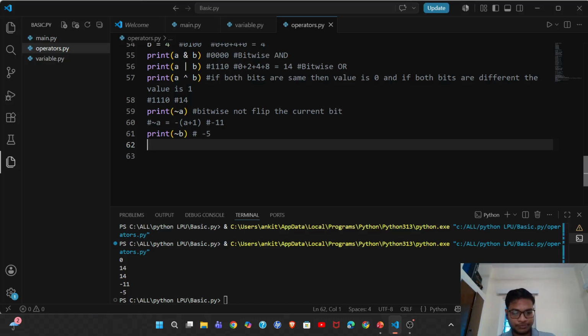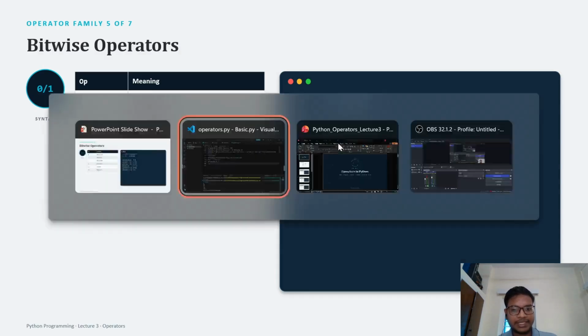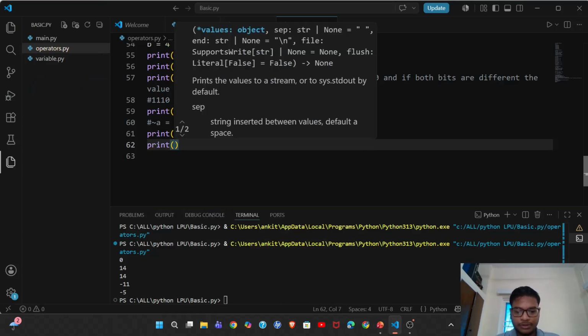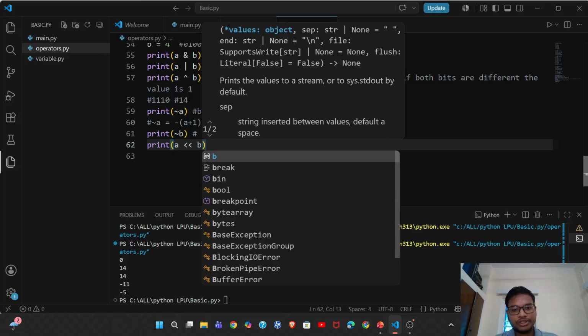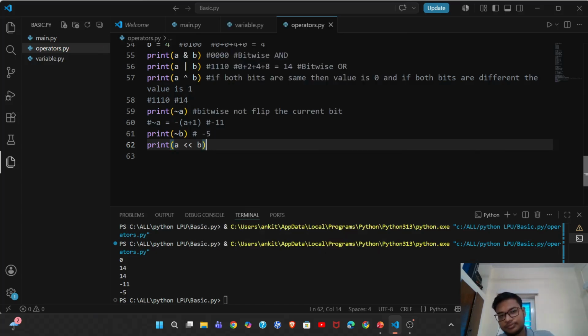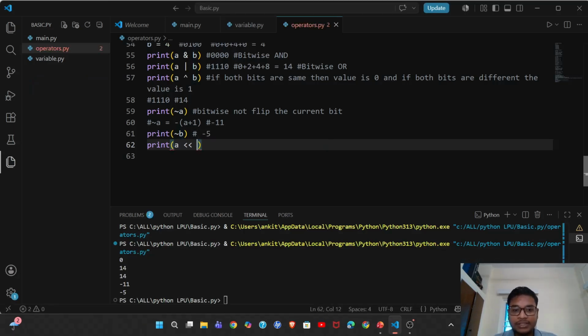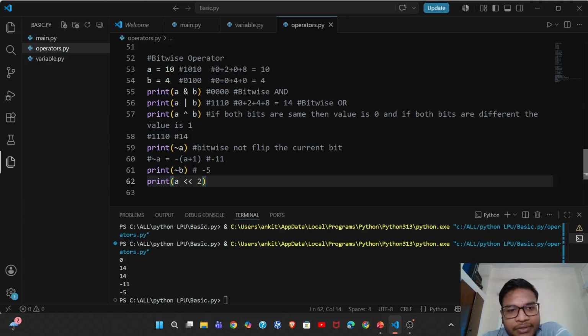So left shift and right shift. Now print A left shift B. What does it mean? Let's say B equals 2. What does it mean? I will explain. This means that if you have A, the binary value of A is 1010. So 2 means the bits will shift to the left side by 2 digits.